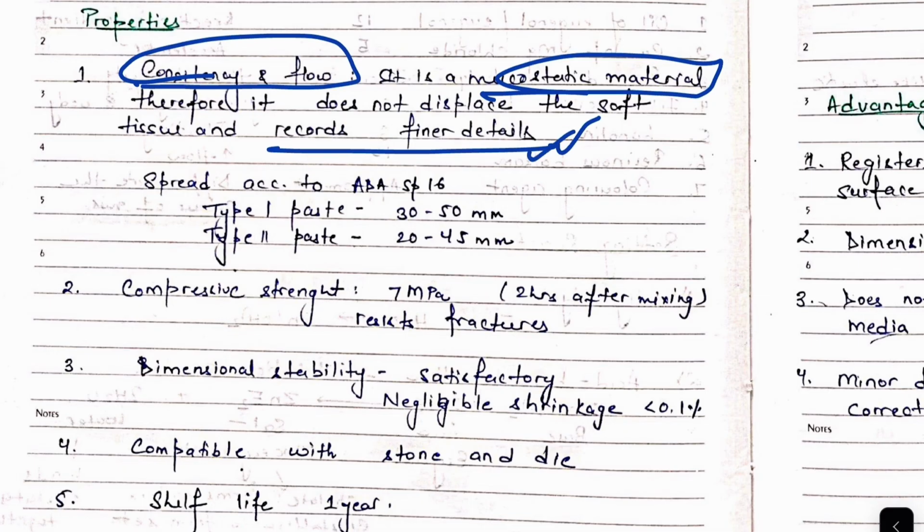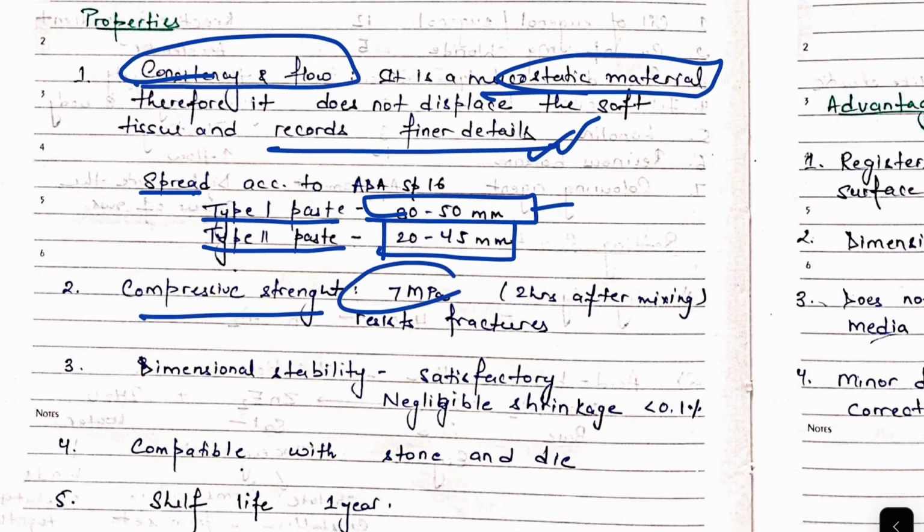Okay, talking about the spread, type 1, the thinner one, has a spread of 30 to 50 mm, and type 2, the thicker one, has a spread of 20 to 45 mm. Okay, compressive stress: it has a compressive stress of 7 megapascal, and it resists fractures.